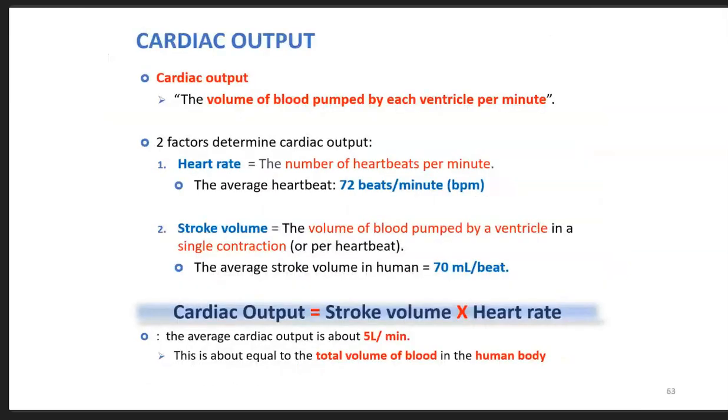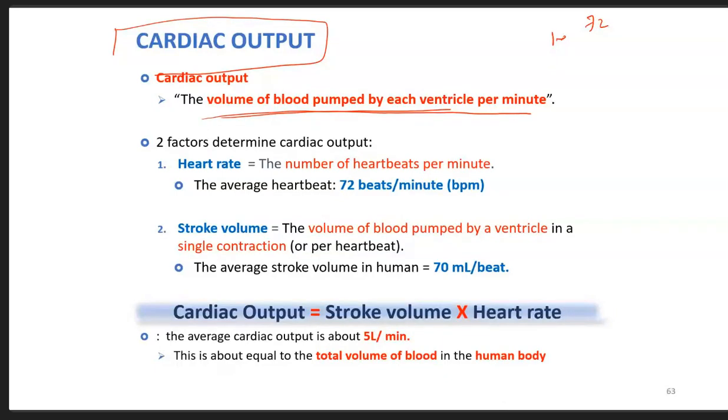Okay, so next is the cardiac output. The definition of cardiac output is the volume of blood pumped by each ventricle per minute. Okay, so kita tahu dalam 1 minit your heart will beat about 72 beats per minute, your heart rate. So how much in 1 minute does your heart pump blood? In 1 minute, how much of the blood is pumped out by the heart? So that is cardiac output. The volume of blood pumped by each ventricle in one minute.